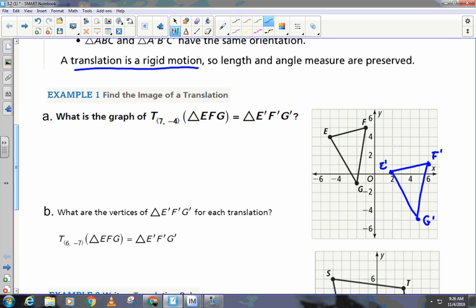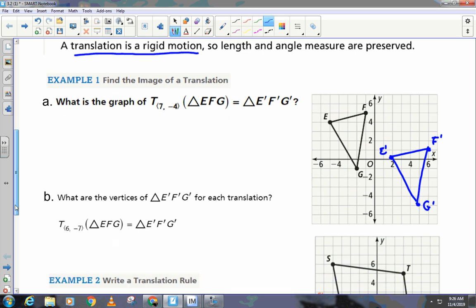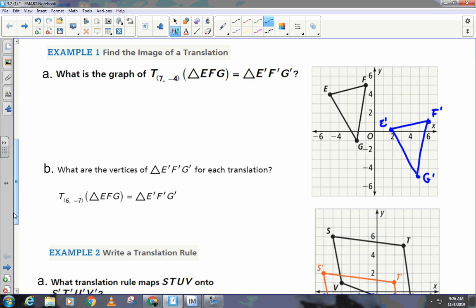Alright, so I've translated my triangle to the right 7 units and 4 units down. Okay, now you can also do it with your vertices. It says, what are the vertices of E prime, F prime, G prime after each translation? And obviously we can just look at it. But another thing that can be done is you can take your original coordinates.